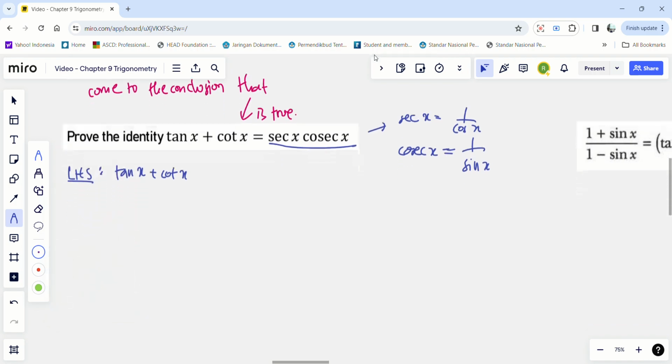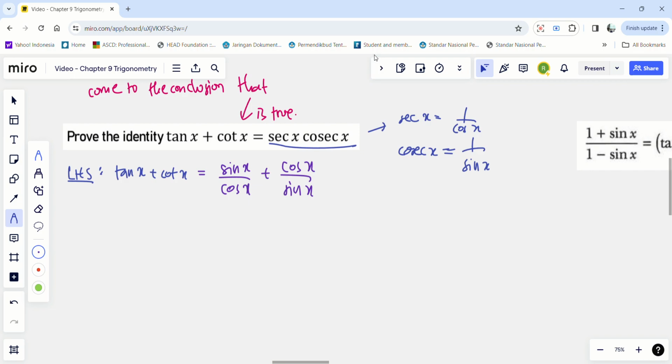So I'll start with the left hand side again, tangent x plus cot x. So I want to have cos and sine. Then it's impossible if I just stick with this, right? So I have to go with the basic definition. Tangent x is sine over cos. So I have the sine and cos over there. Cotangent x is basically the reciprocal of it, right? So I'll have cos x over sine x. So now I have at least cos and sine in the denominator.